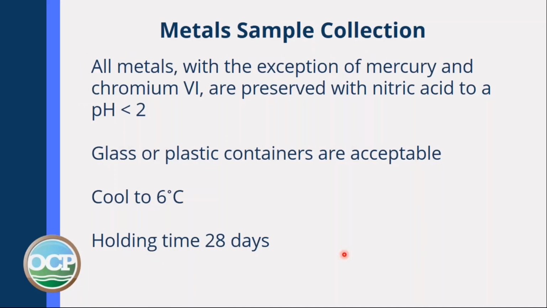So all metals, with the exception of mercury and chromium-6, are preserved with nitric acid to a pH of less than 2. Mercury and chromium-6 are dealt with very differently, and if you have to test for those, you will have your own protocols for preserving those. You can use either glass or plastic. Again, you will cool all samples to about 6 degrees centigrade, and there is a holding time of about 28 days. But again, you'll probably have these tested much more speedily than that.